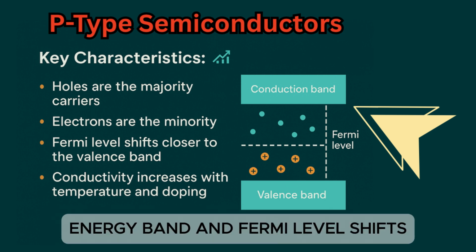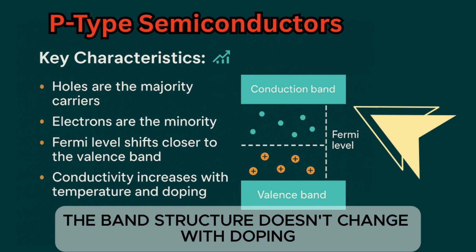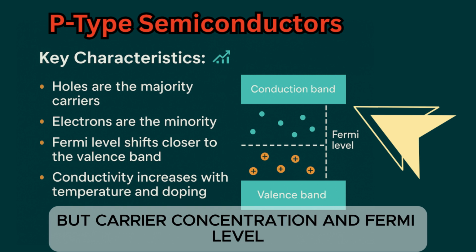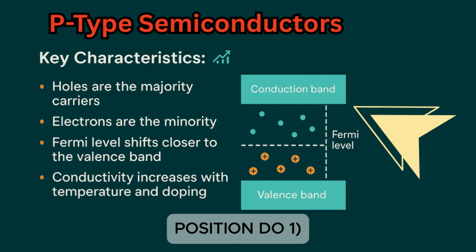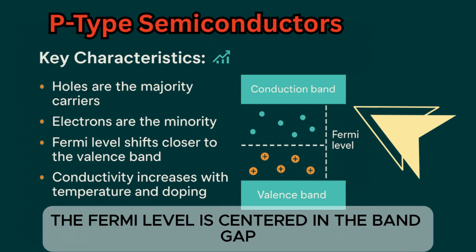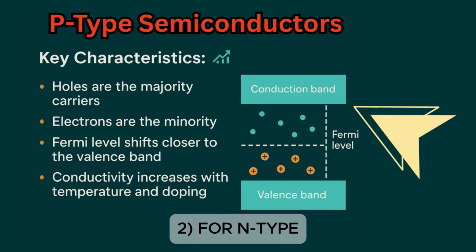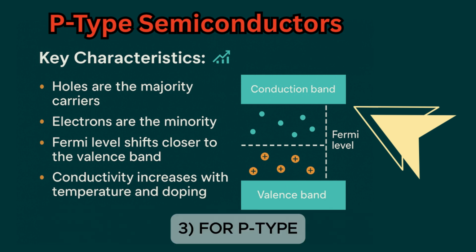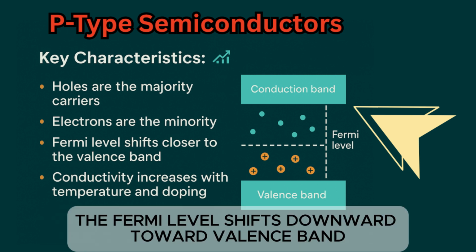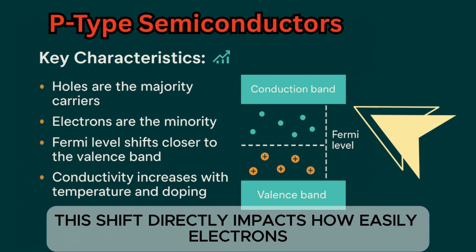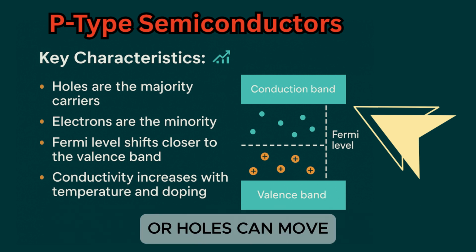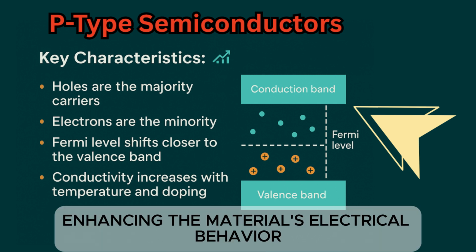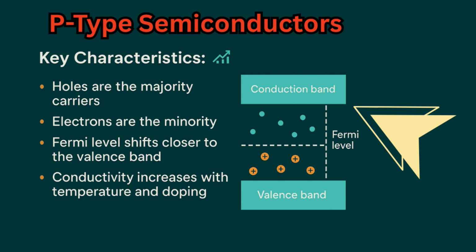Energy band and Fermi level shifts. The band structure doesn't change with doping, but carrier concentration and Fermi level position do. 1. For intrinsic, the Fermi level is centered in the band gap. 2. For N-type, the Fermi level shifts upward toward the conduction band. 3. For P-type, the Fermi level shifts downward toward the valence band. This shift directly impacts how easily electrons or holes can move, enhancing the material's electrical behavior.